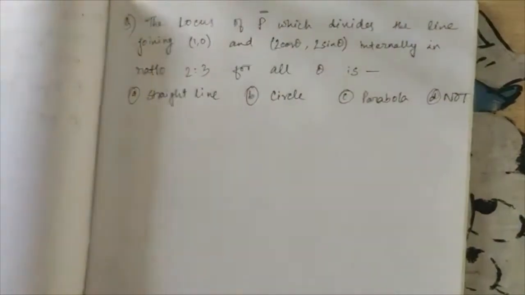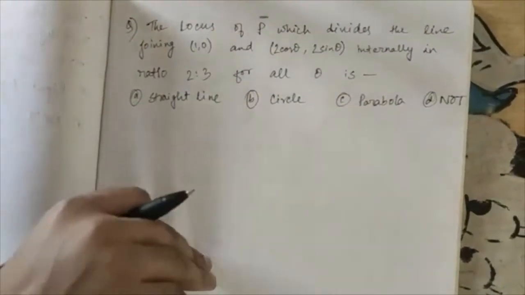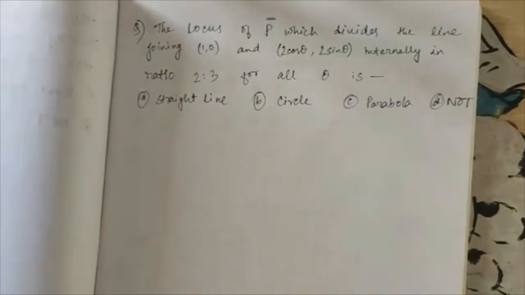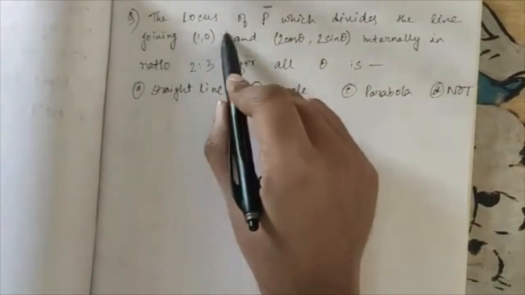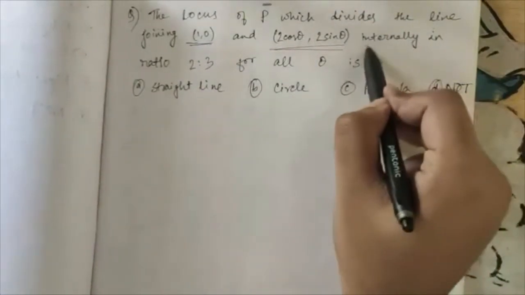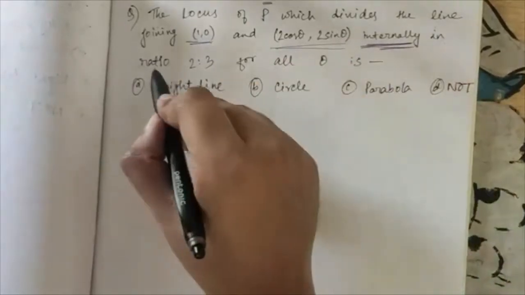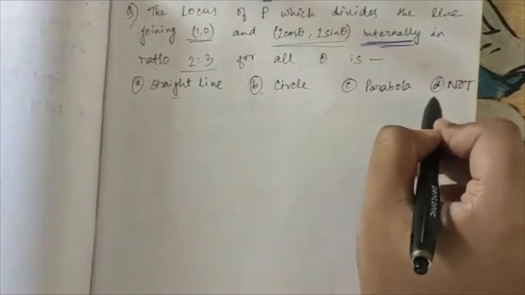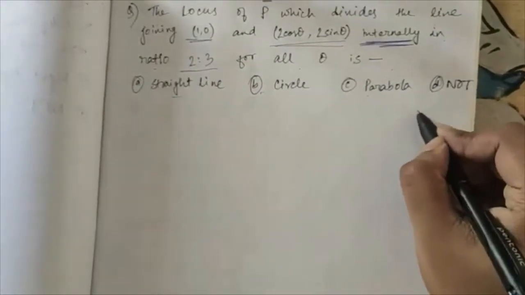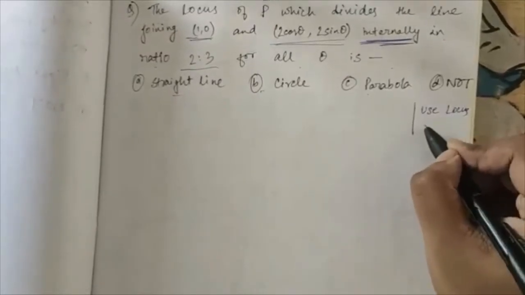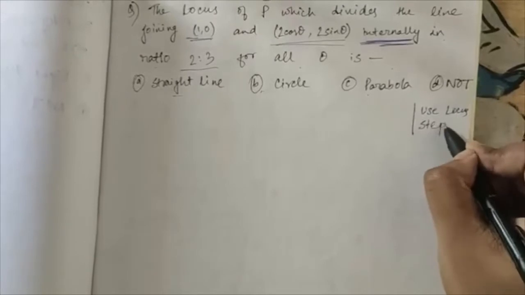The next question is: the locus of point P which divides the line joining (1, 0) and (2 cos theta, 2 sin theta) internally, mark this word, internally, in ratio 2:3 for all theta, is what? They have asked whether the locus of the point will represent a straight line, circle, parabola or whatever. So use the locus steps as I have discussed in the previous sum.